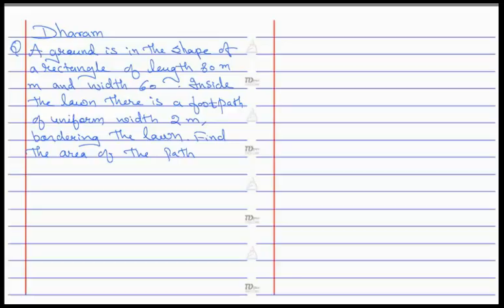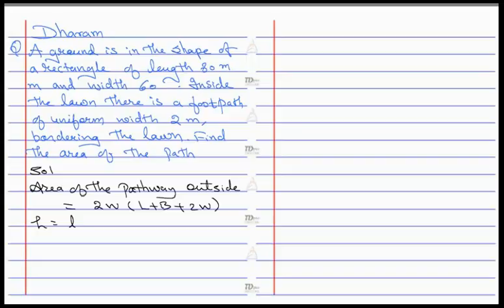Since we know that the area of the pathway outside the rectangle is given by the relationship 2W(L + B + 2W), where L is the length of the rectangle, B is the breadth of the rectangle, and W is the width of the path.